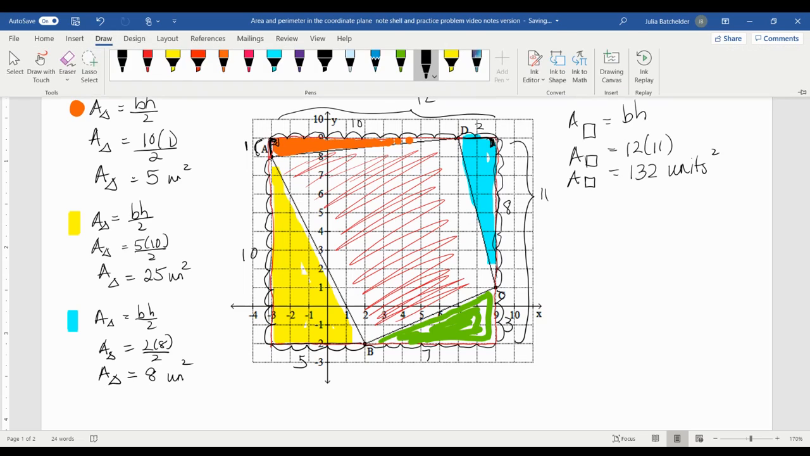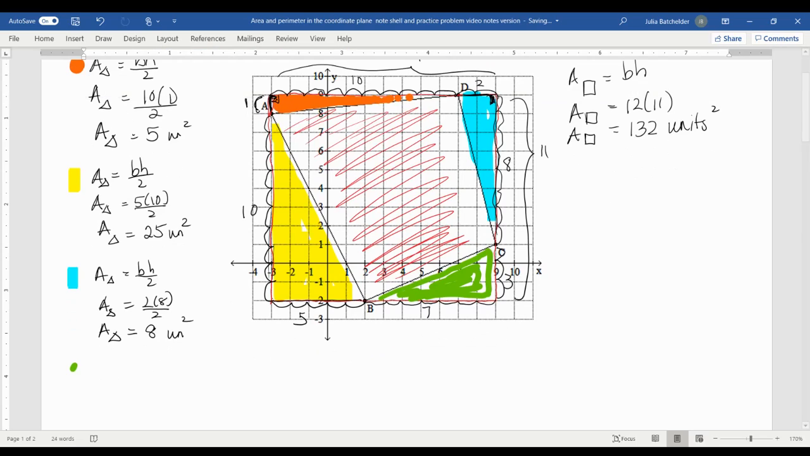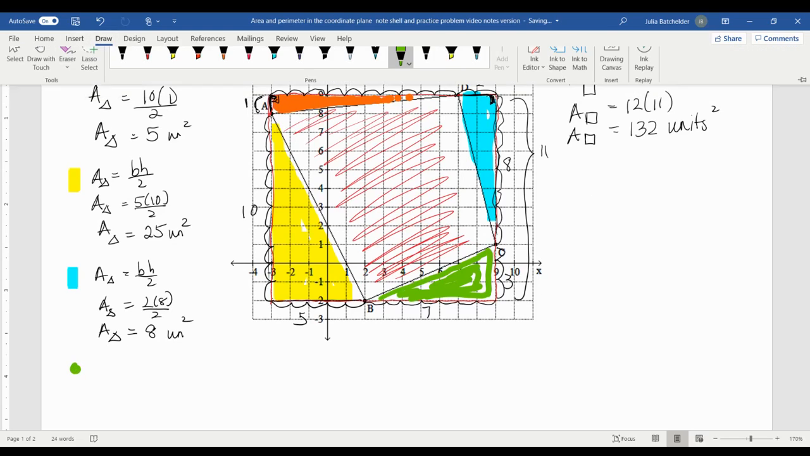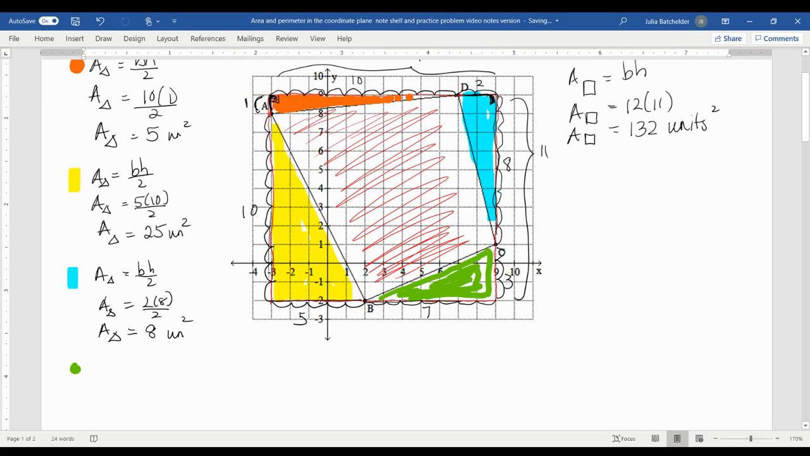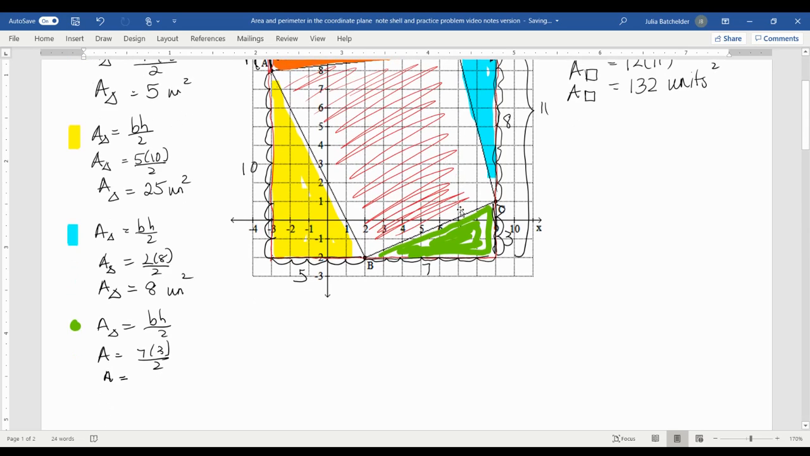And then I'm going to do my green triangle down here. And our base was 7 and our height was 3. So area of the triangle is base times height divided by 2. 7 times 3, cut it in half. And our area is going to be 21 divided by 2 is 10.5 units squared.